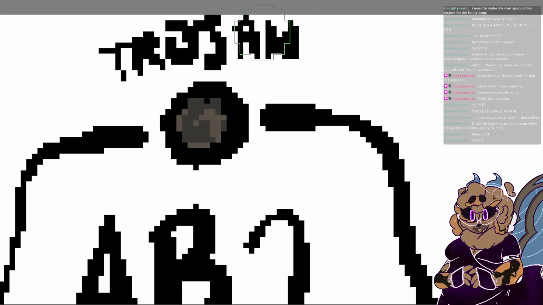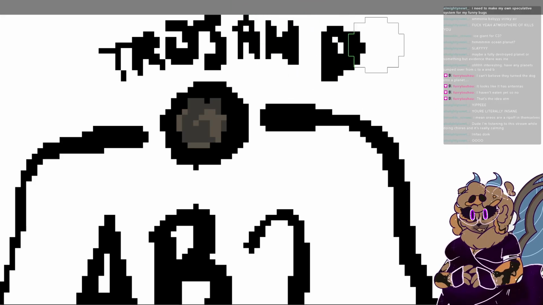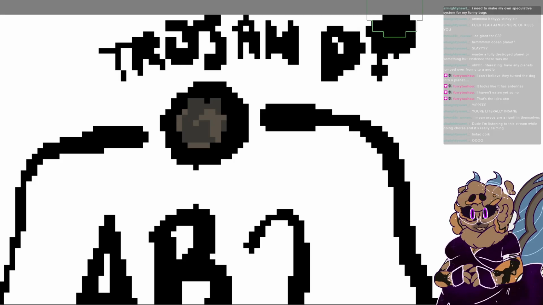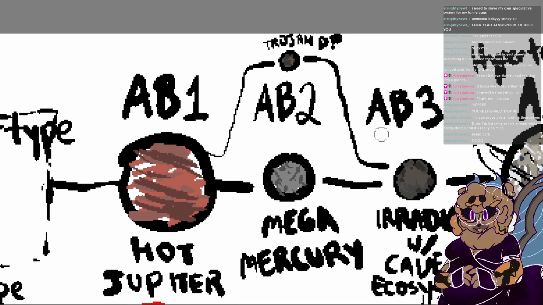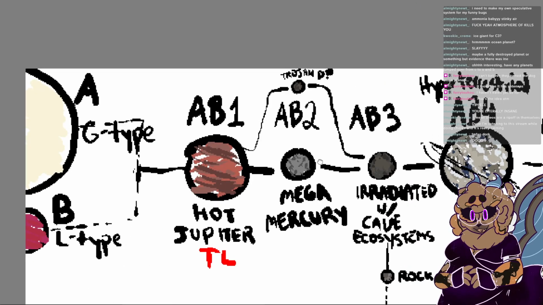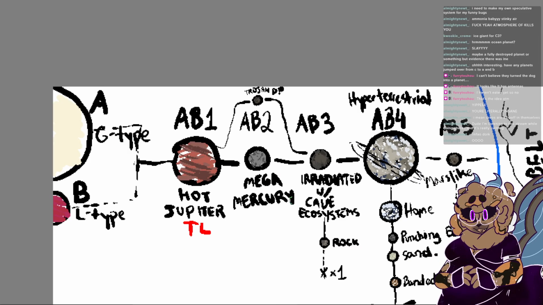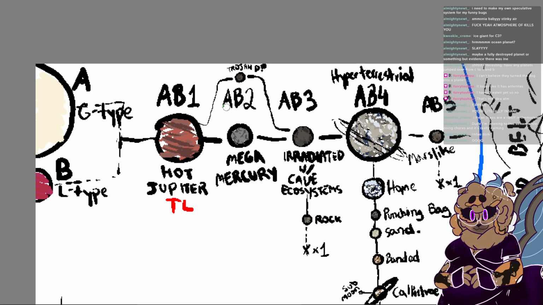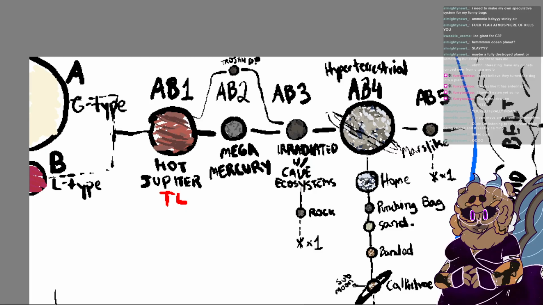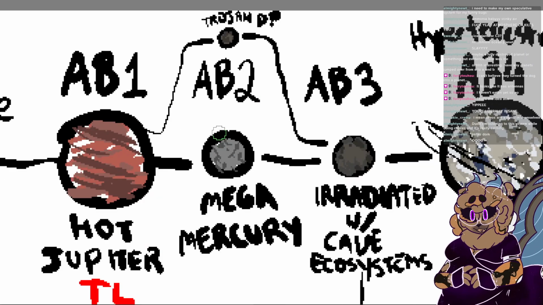Because I think having a big dwarf planet in the inner system is a really cool thing and very unique. There we go, I labeled it Trojan dwarf planet. It is going to be orbiting ahead of AB2. And it is going to be the remnants of AB2's blasted off crust that collected into an object and settled into orbit.